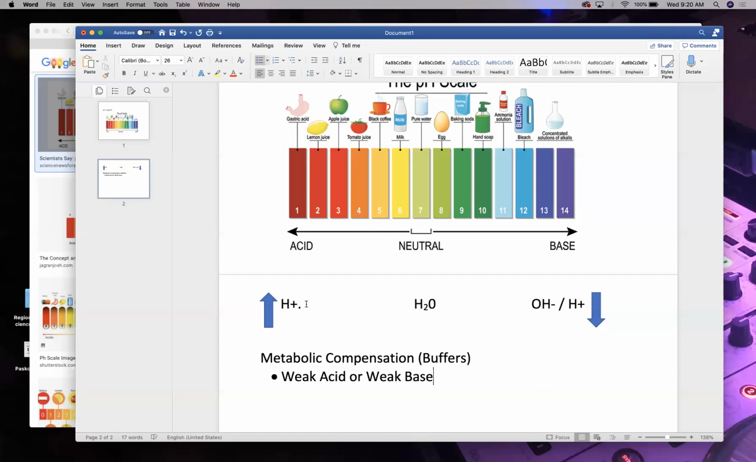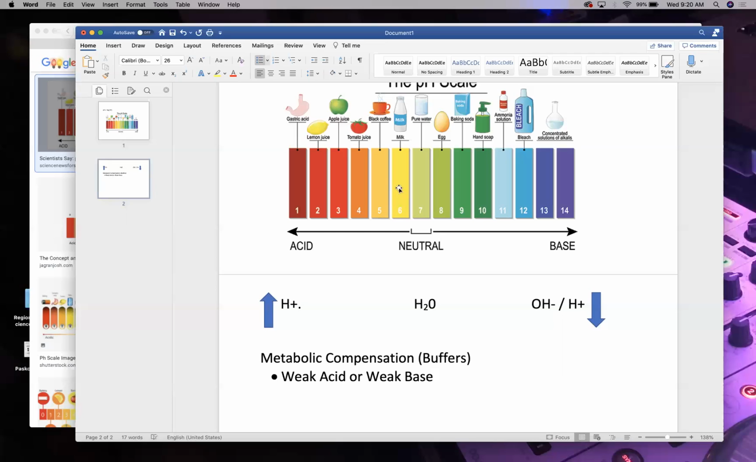Now, how does that work? Your kidneys play an important part in this as well, because what do the kidneys do? They either keep things or throw away things. So can they keep hydrogen ion or throw away a hydrogen ion if they wish? Yep. So that's one way your kidneys take part in metabolic compensation. And also your kidneys and other things can release buffers, which is either a weak acid or a weak base.